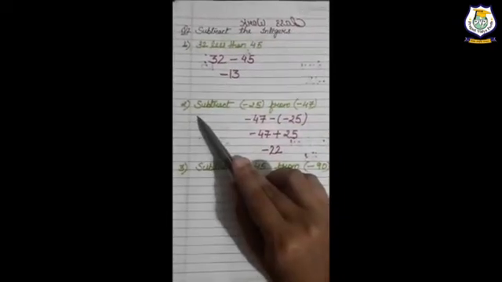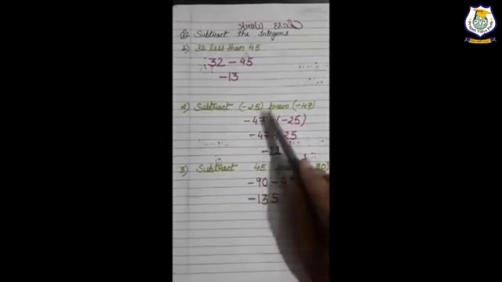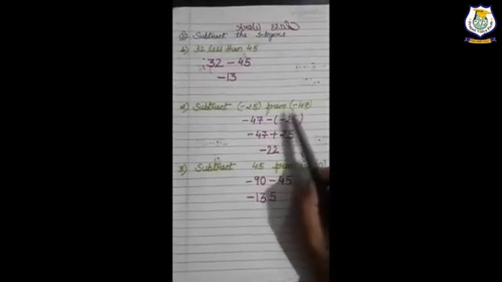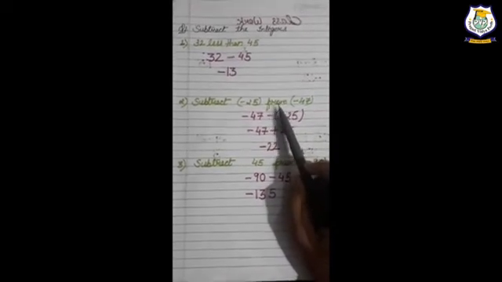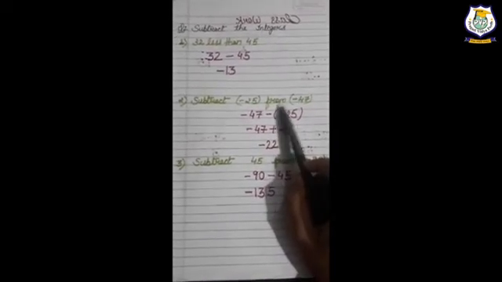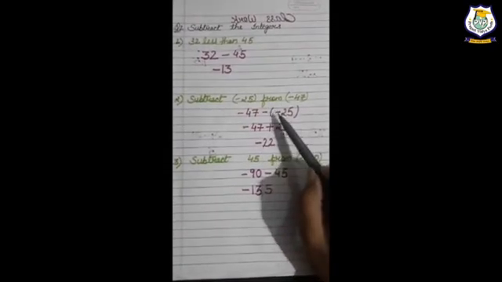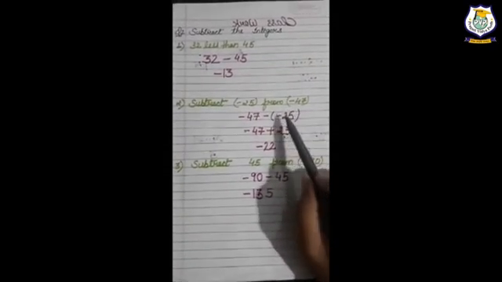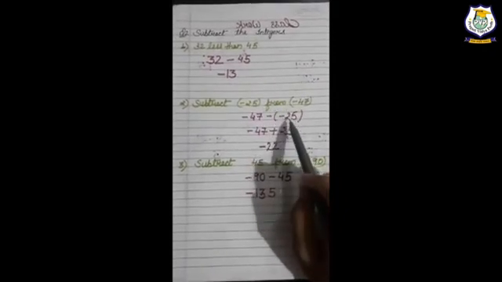Now we will come to our second example, that is subtract minus 25 from minus 47. Previously also you have understood that whenever "from" is written, we write the second term on the first place and the first term on the second place.